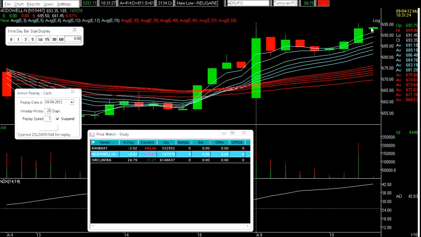So if I add 40 to 692.75, it becomes almost 723. I'm sorry, 733. So 733 is my target, and my stop loss is 680. So now I'm in this trade. Now I have bought one lot of McDowell here.